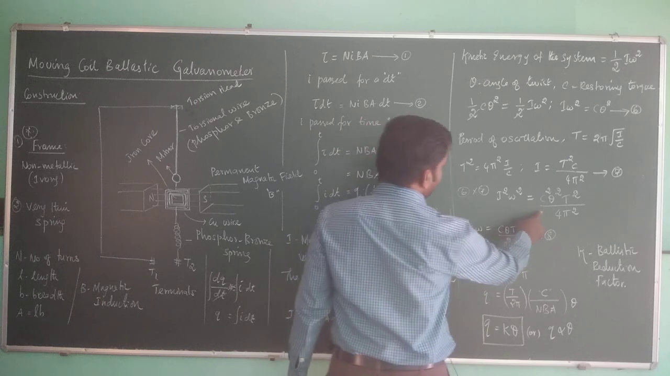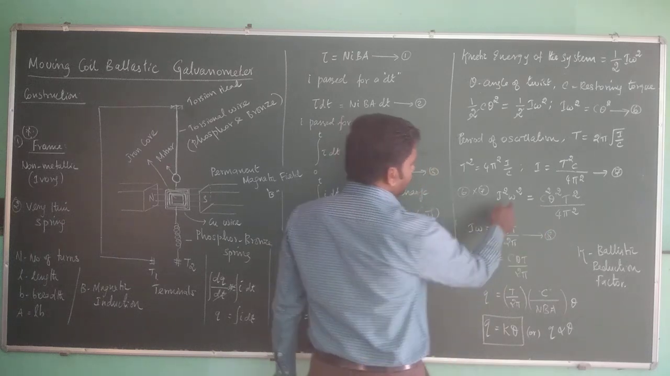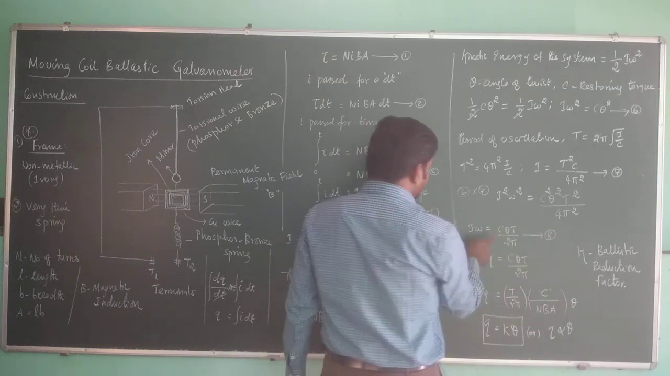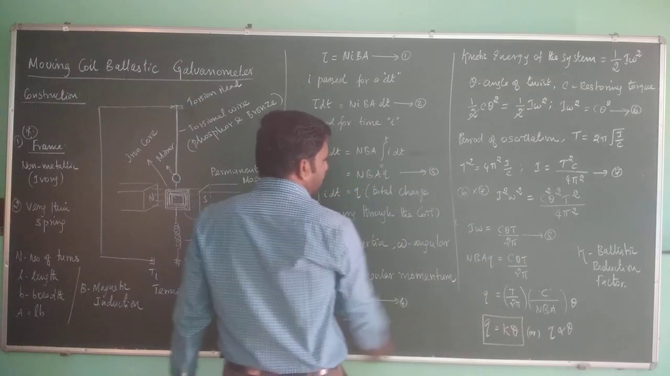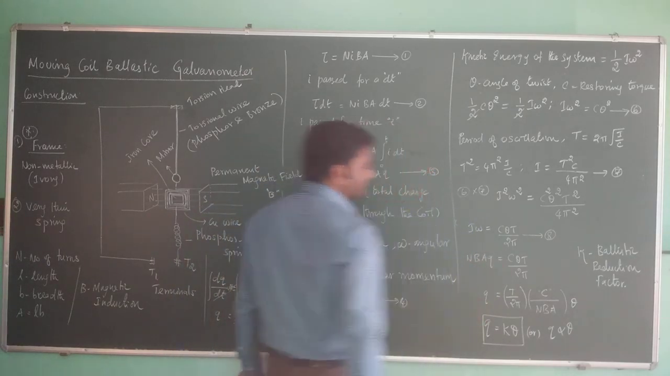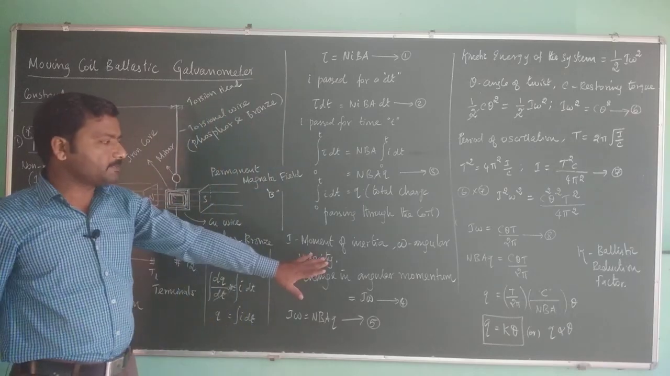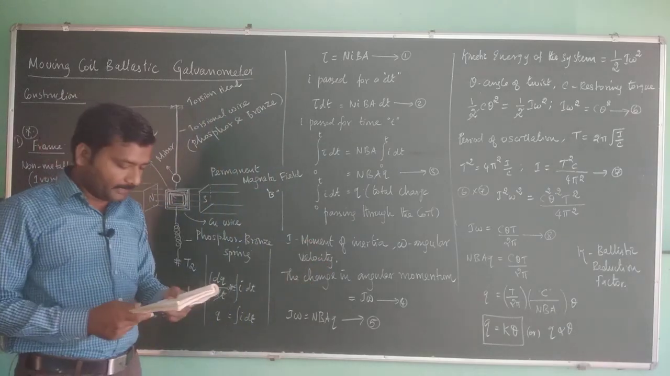We obtain an expression here, and you can rewrite this expression for I omega and compare this I omega with the equation number 5, and you rewrite this equation for q. We will obtain the expression for q. Fine.